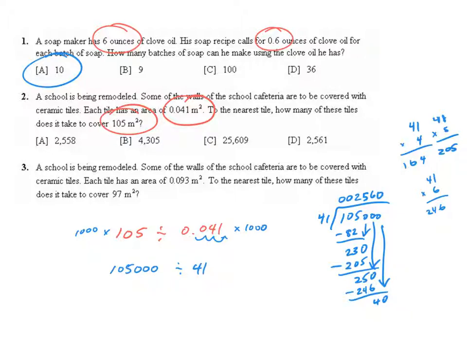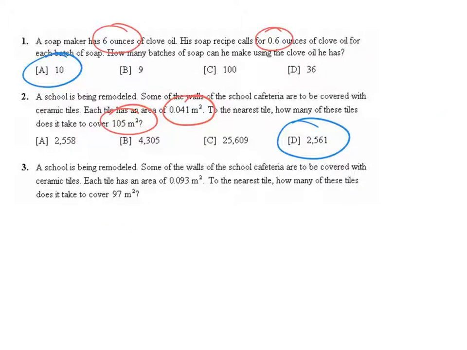Now it asks us to go to the nearest tile. So in this case, I do need to go to at least just one decimal place to determine if I am going to round up here or if I'm going to keep it at 2,560 tiles. So 41 will go into 400. I'm going to guess 9 times. So it looks like I am going to round up. So we have 2,560 and 9/10, but that will round up to 2,561 tiles that it will take to cover 105 square meters. And question 3 is the exact same type of problem, except the numbers have changed.